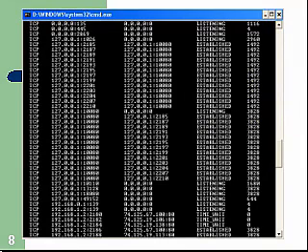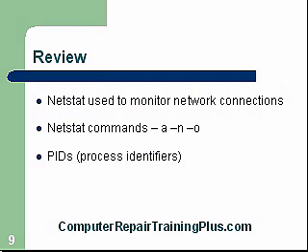In review, Netstat, a nice utility to monitor network connections to make sure you don't have any processes or worms or anything connecting to the network that shouldn't be connected. The commands we used, A, N, and O, were going to give us the TCP and UDP connections, along with any PIDs or processes that we could identify. And that was the PIDs, your process identifiers.